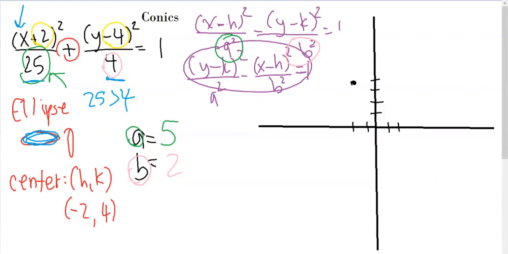So knowing that, our major axis is going to be along the x-axis because 25 is the largest denominator, under x, and so therefore our major axis will be the x-axis, or the horizontal axis. So we can go right 5 and left 5. So I'm going to add some more points here. Oh, sorry, that is the wrong color.